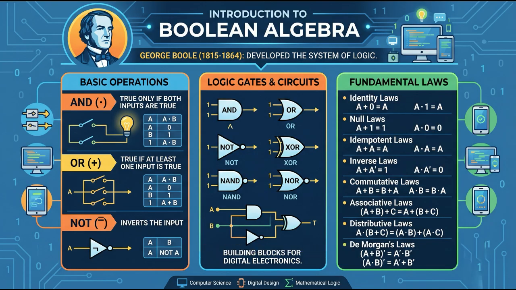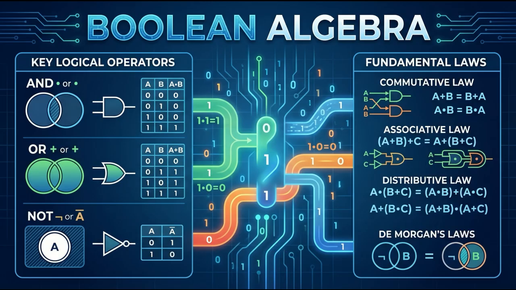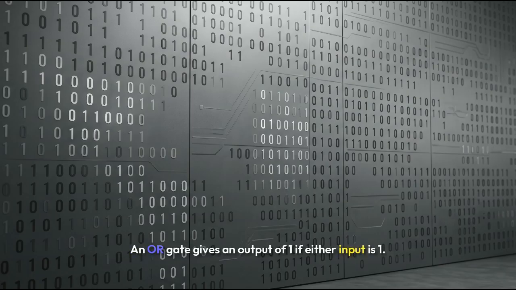If this is true, then do that. If both conditions are true, continue. If either one is true, allow passage. If not, stop. These became the foundations of logic gates. An AND gate gives an output of 1 only if both inputs are 1. An OR gate gives an output of 1 if either input is 1. A NOT gate flips the signal. 1 becomes 0, and 0 becomes 1.